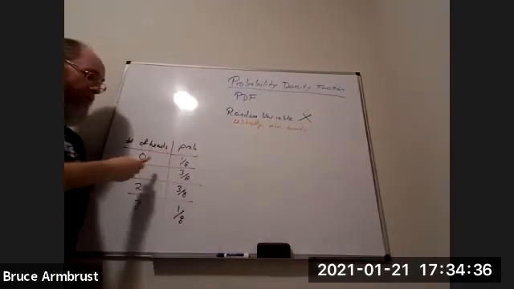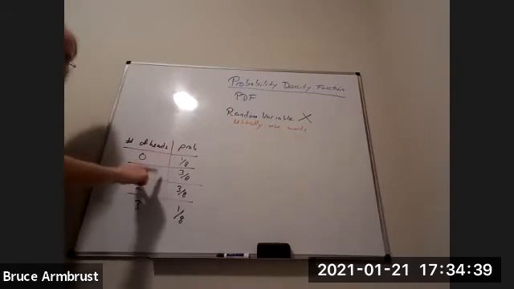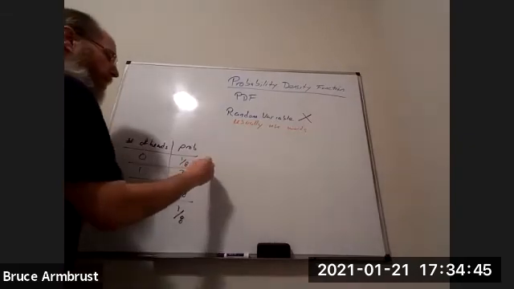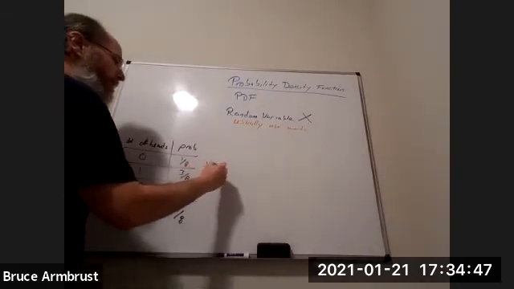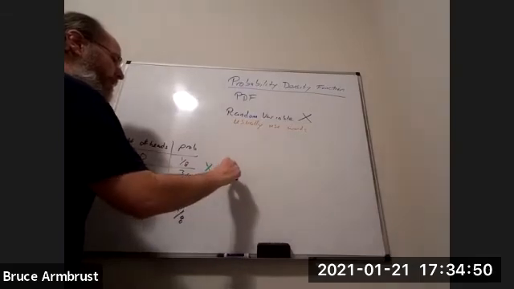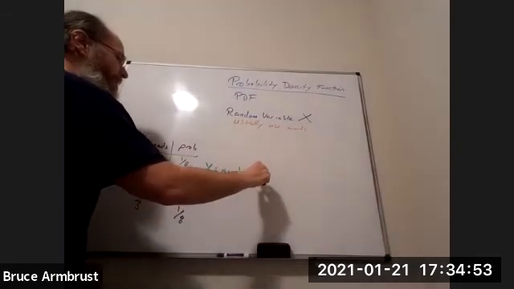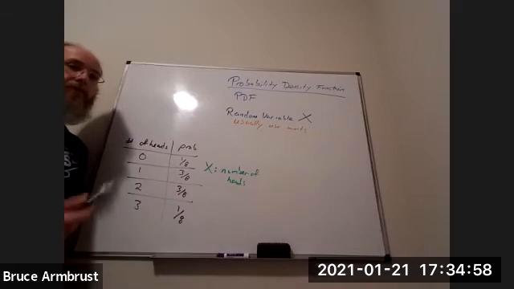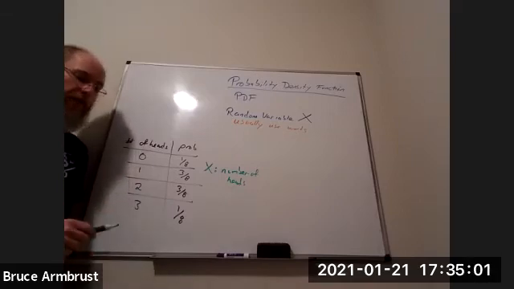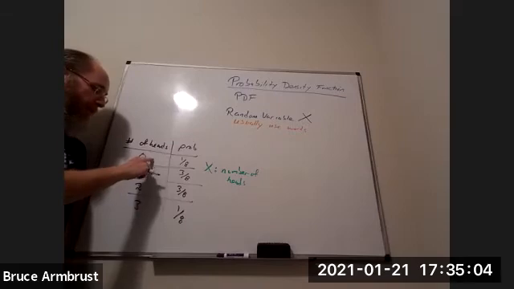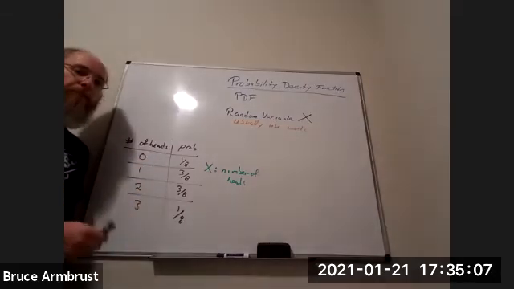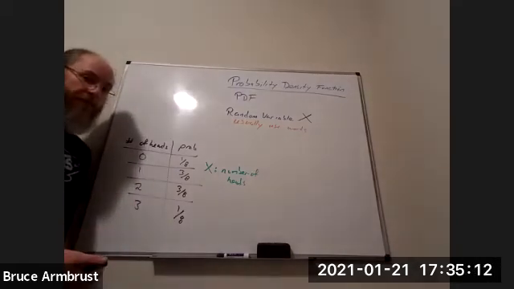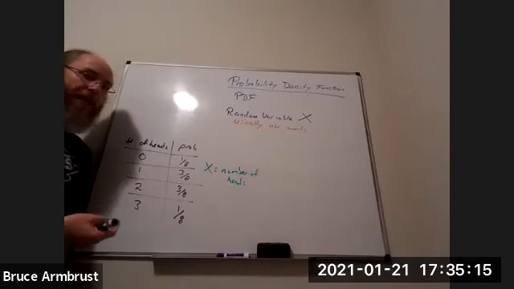Right? So for example, with this one where we're doing the heads and all that, this guy, capital X in this case, is the number of heads. It's the number of heads that we get when we do this. It can take on the values of 0, 1, 2, and 3, but that would be the variable. That's what we're measuring. How many heads do we get? That's the characteristic we're looking at here.